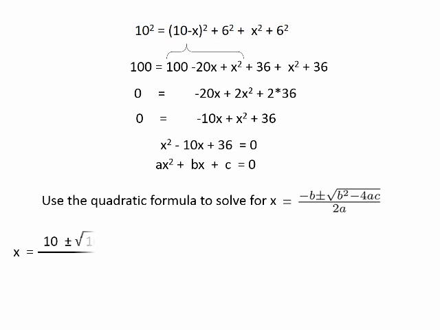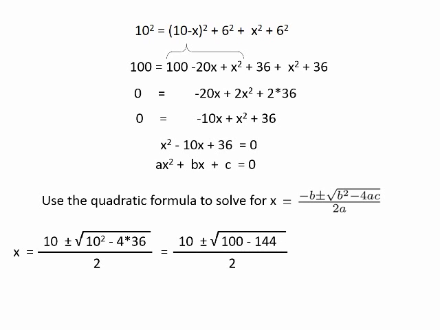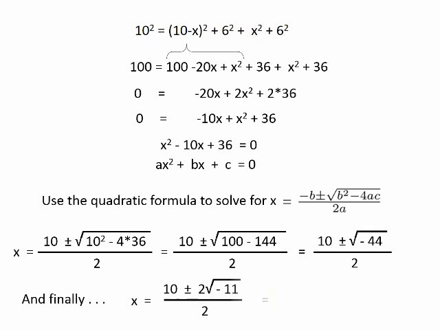And we get x is equal to 10 plus or minus the square root of 10 squared minus 4 times 36, all divided by 2, which simplifies. And finally, we have x is equal to 5 plus or minus j times the square root of 11, which is a complex value. There's the rub. We can't have a side with a complex length.